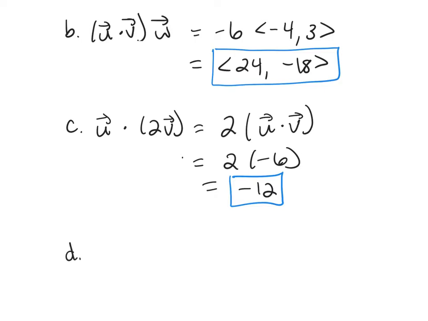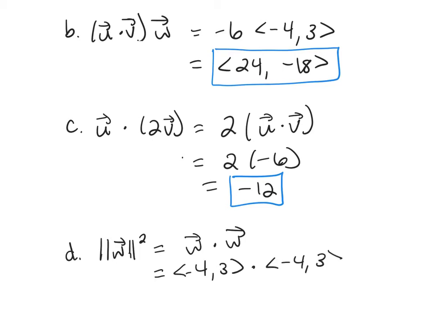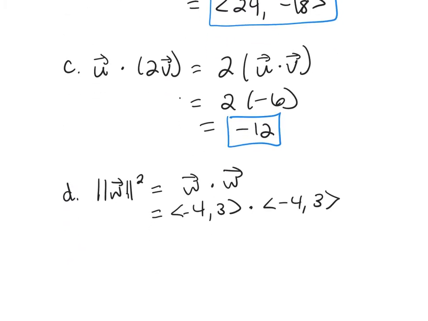Let's do one last one. D. It's the magnitude of w squared. Well, if we want to compute this, property number 5 tells me this is the same thing as the dot product of w with itself. So the dot product of negative 4, 3 with negative 4, 3. So here I'm getting negative 4 times negative 4 plus 3 times 3, 16 plus 9, or 25.